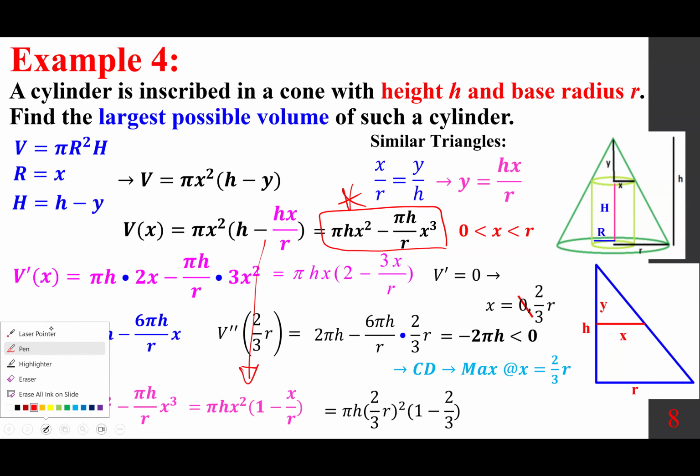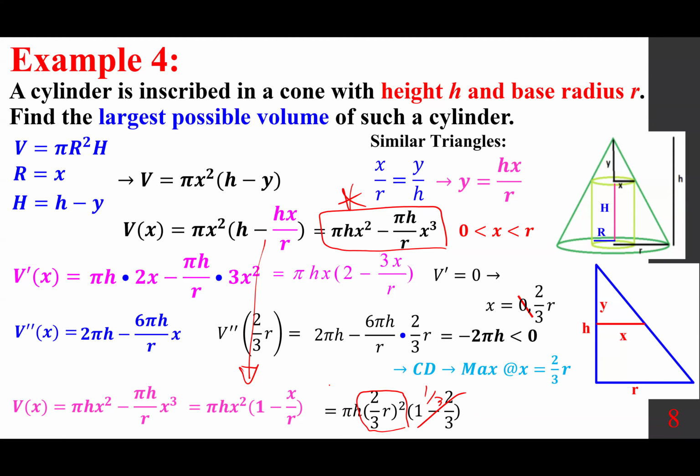So let's just make sure we understand what happened here. I'm going to replace the x with 2/3 r, so to the power of 2, 1 minus x over r. If you divide this one by r, you get 2/3, which gives you 1/3. This is 4/9 r squared. So everybody, we have 4/9 pi r squared times pi h times 1/3. 1/3 and 4/9, the product is 4/27 pi r squared h.